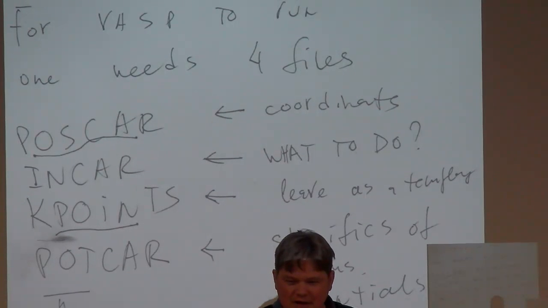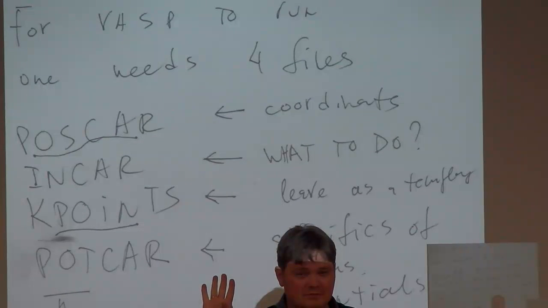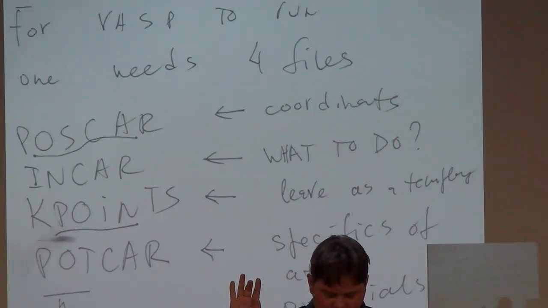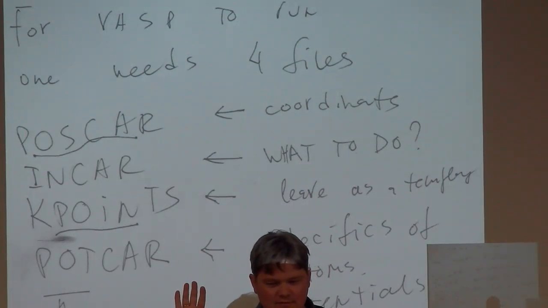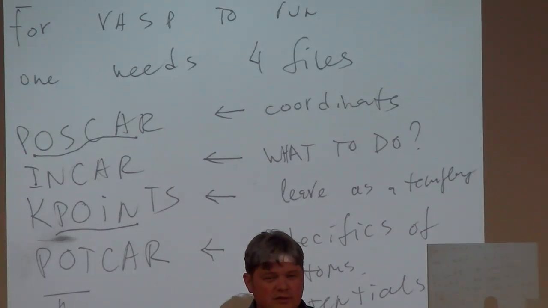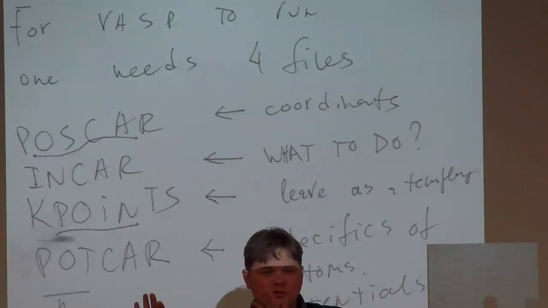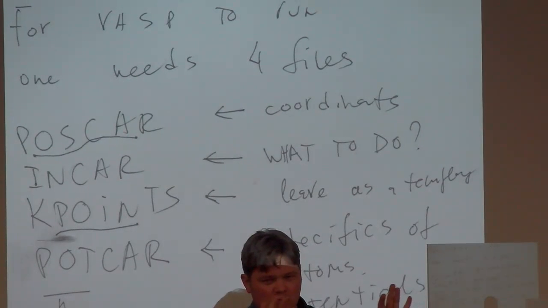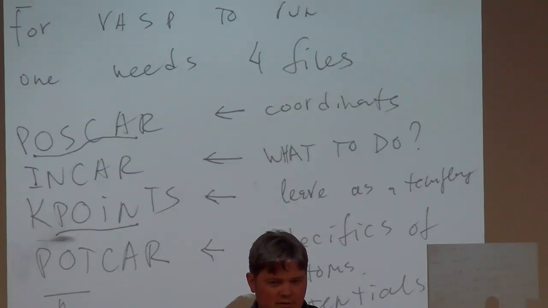The thing that kills many people and prevents them from using this nice software is that there are 4 input files. One for geometry, one for potentials, one for what we want to be computed, like spin, multiplicity, optimization, or molecular dynamics. And the fourth one relates with the Bloch theorem that you saw in class yesterday. The fact that there are solutions where electrons move through periodic boundary conditions. I'll talk about it later.